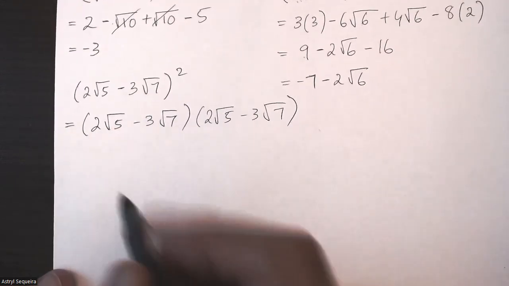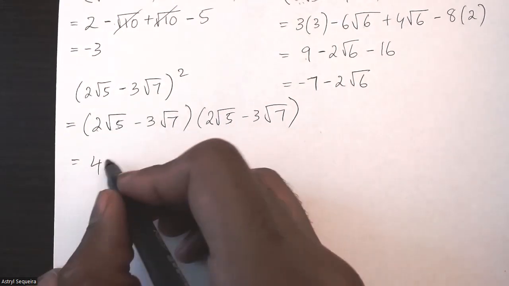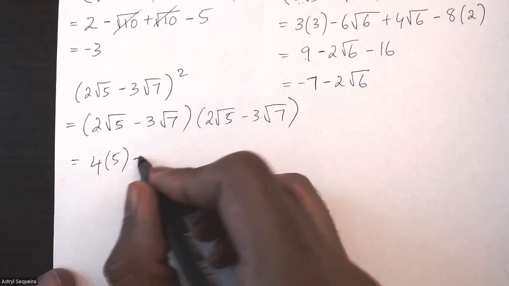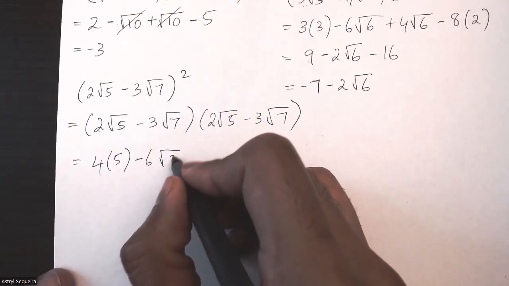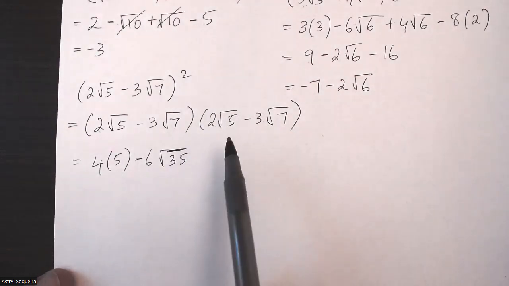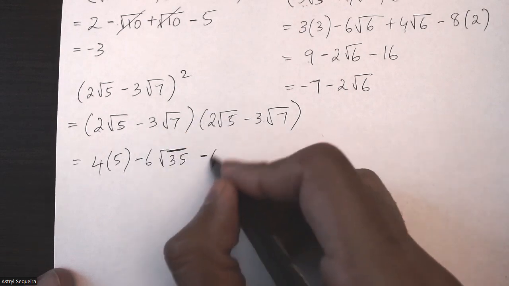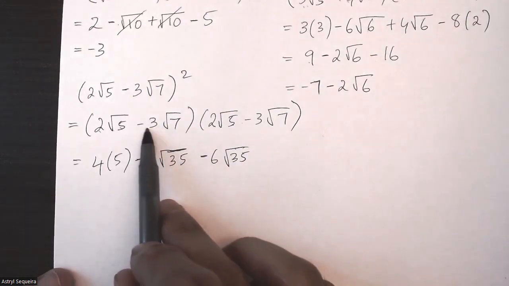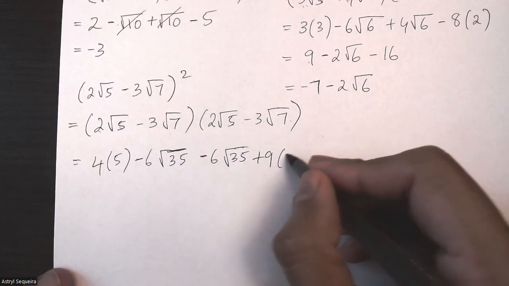So 2 root 5 times 2 root 5. 2 times 2 is 4. Root 5 times root 5 is 5. 2 times negative 3 is negative 6. Root 5 times root 7 is root 35. Negative 3 root 7. Negative 3 times 2 is again negative 6. And root 7 times root 5 is also root 35. And then negative 3 times negative 3 is positive 9. Root 7 times root 7 is just 7.